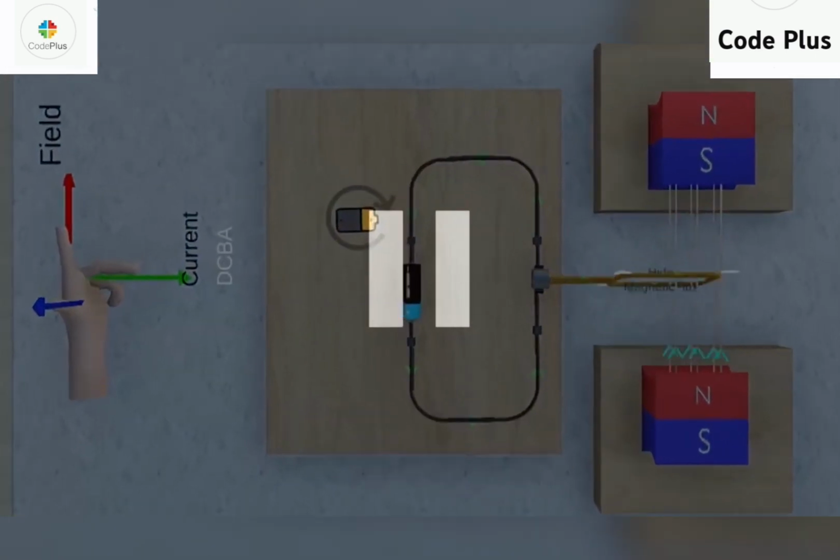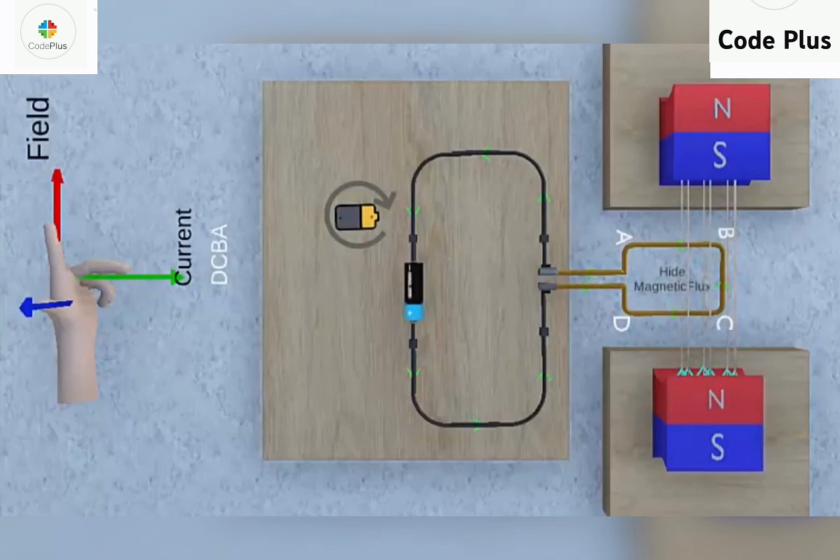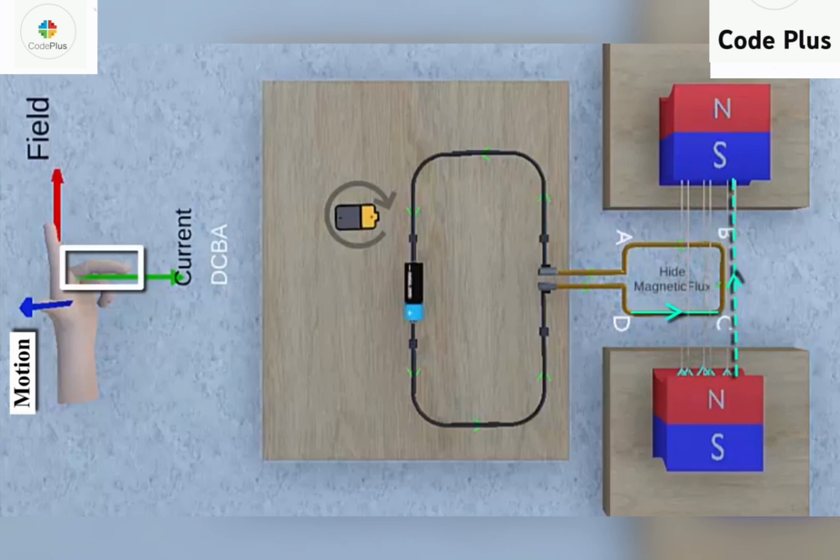Let's pause the simulation to understand the flow of the current better. Now let's have a look at the arm CD. The flow of the current is like this. Now first, consider the index finger pointing in the direction of the magnetic field. Now outstretch the middle finger pointing in the direction of the current flowing through arm CD.